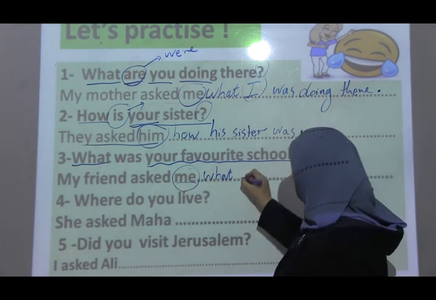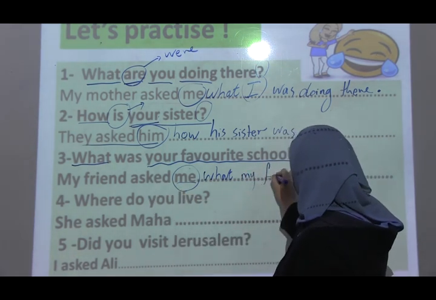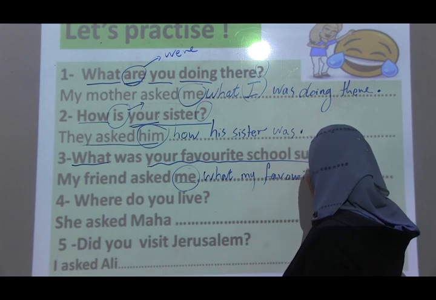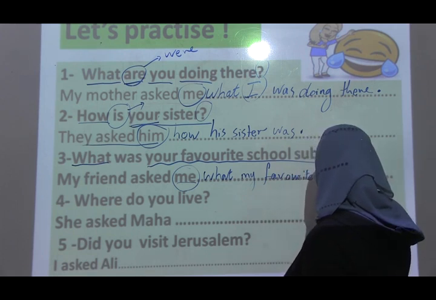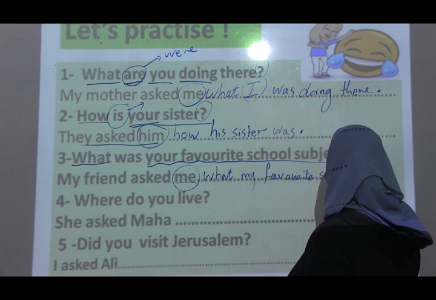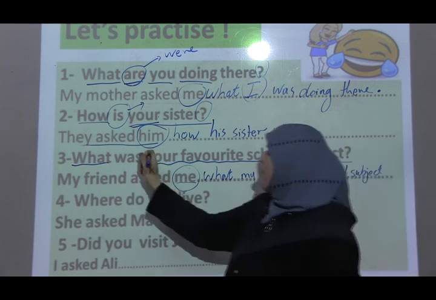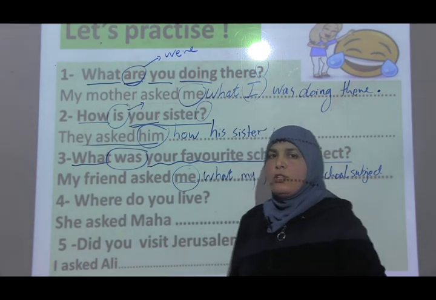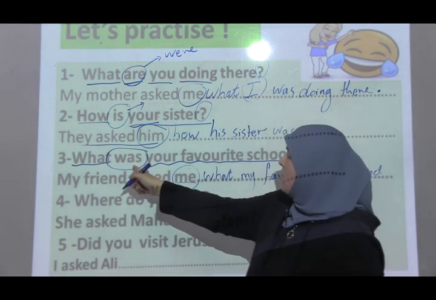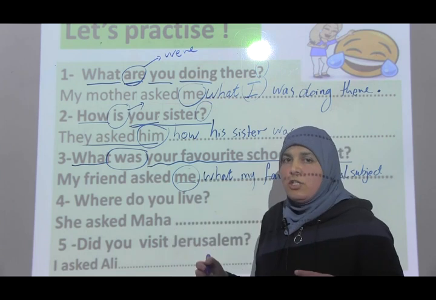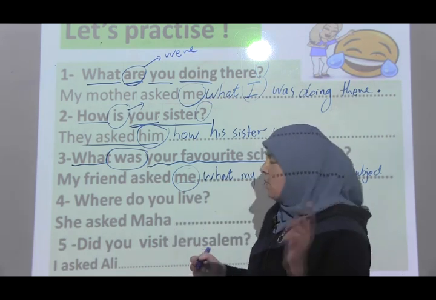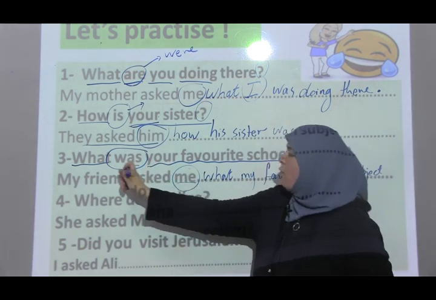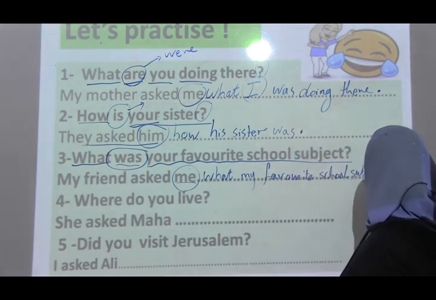My friend asked me what my favorite school subject. Okay, the verb here is was. Do you remember what we said about how to change the past tense? Was here is past. I should change it into past perfect. Well done. And the past perfect of was, is had been.